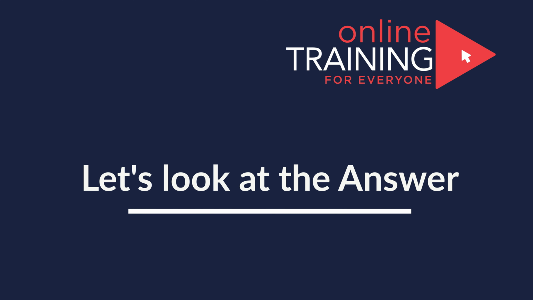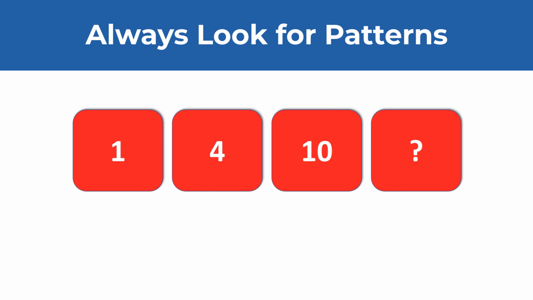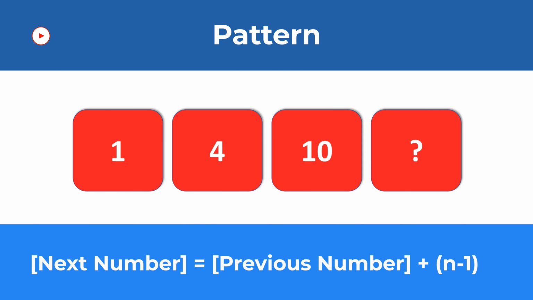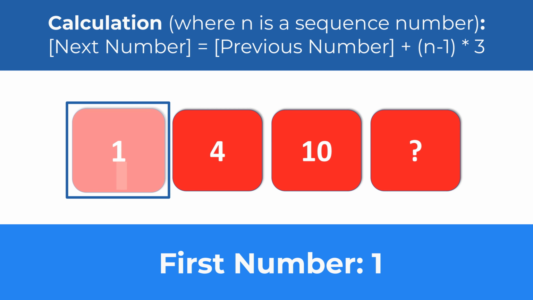As usual, my advice to you, always look for patterns. And the pattern in this case is that the next number is calculated as the previous number plus (n minus 1) in parentheses multiplied by 3, where n is the number in the sequence. So to calculate the missing number, let's walk through the sequence.